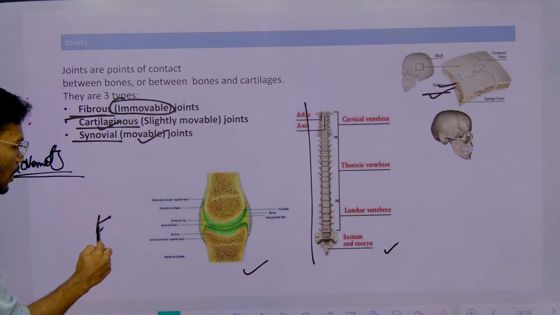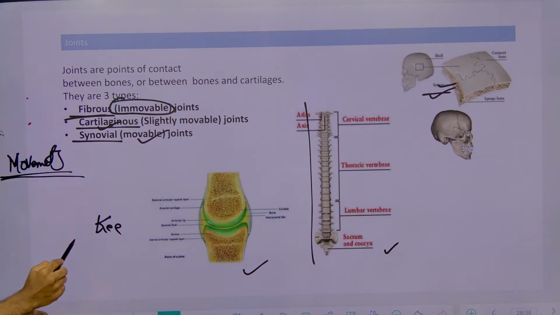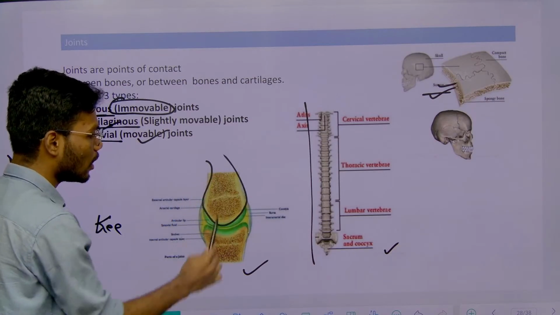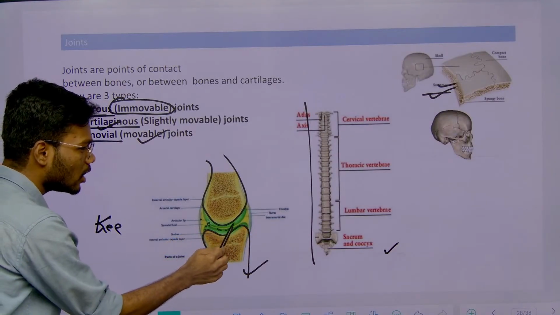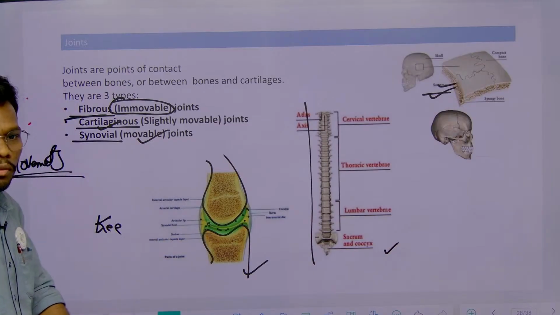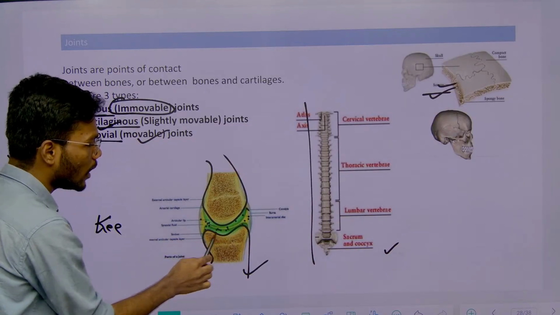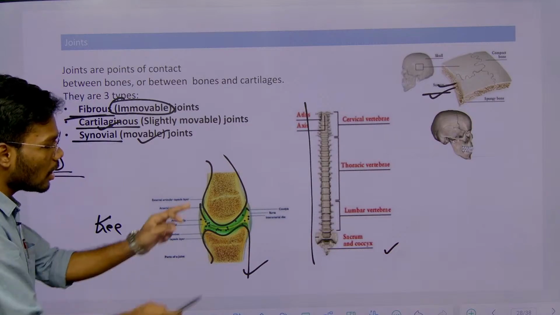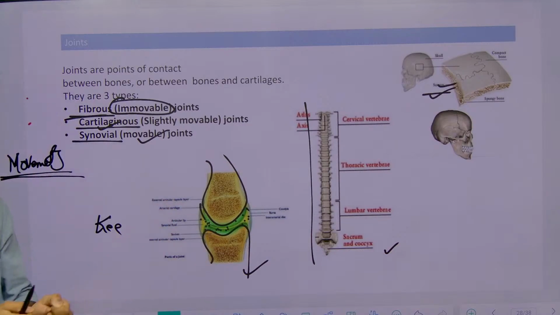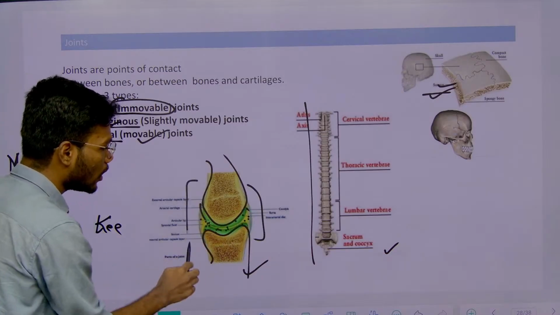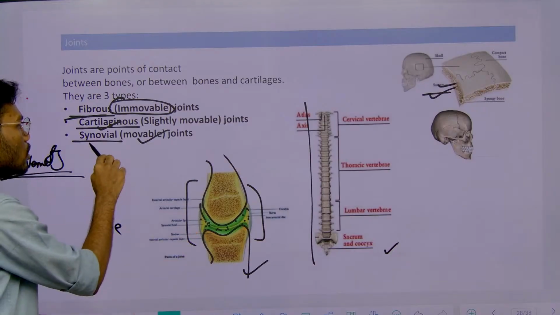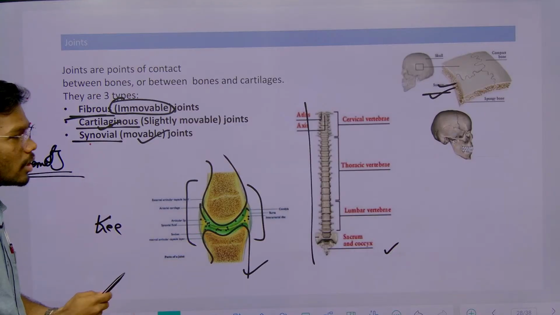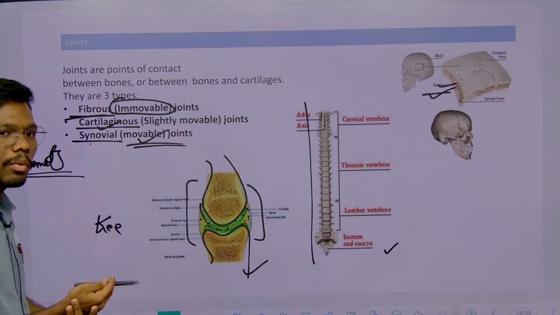There is another type of joint which is freely movable. The best example is the knee joint, right? So we have one bone here, another bone here. Here we have a kind of fluid, and this fluid is called what? Synovial fluid. Because of this fluid and the articulating surfaces, these 2 bones are able to move freely. So this joint is called what? Synovial joint, because of the presence of synovial fluid. Move freely, movable joints.